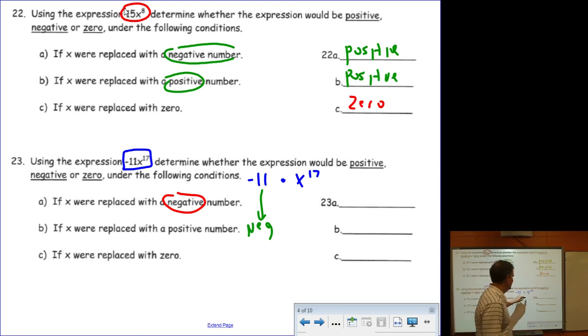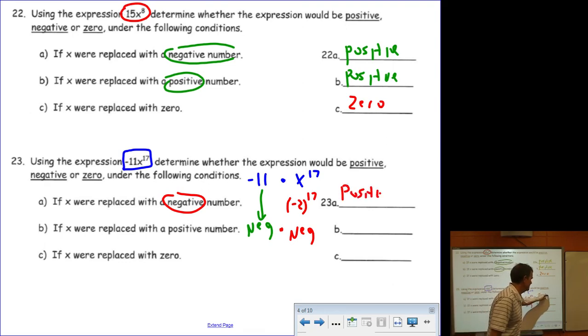If I put a negative number like negative 2 in for the x, we have learned that a negative number to an odd exponent is negative. Right? You multiply a negative number by itself an odd number of times, it ends up negative. So then when you multiply this negative 11 times x to the 17th, you end up with a negative times a negative, and that, of course, would be positive.